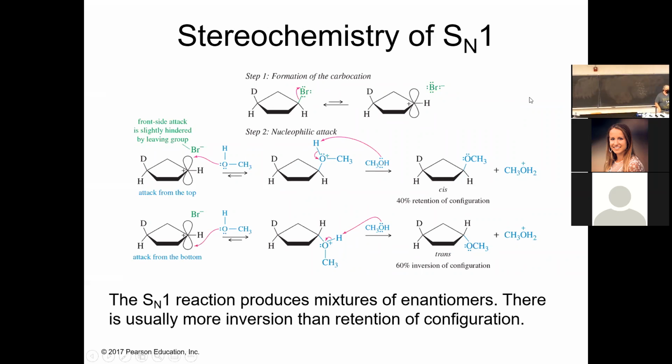Sometimes you don't get exactly 50-50. There may be some steric factors. In this case, D here represents deuterium, an isotope of hydrogen that has a mass of 2 rather than 1. So this is the carbocation that results. And in this example, we get 40% retention and 60% inversion. So we don't get an exact 50-50.